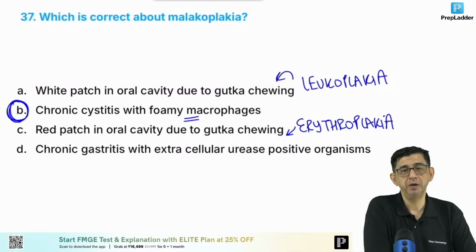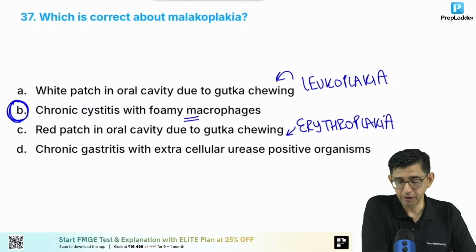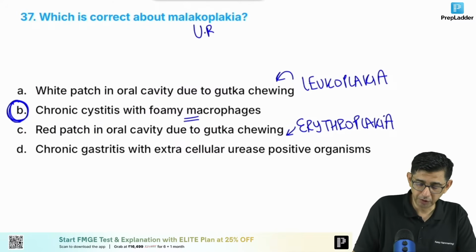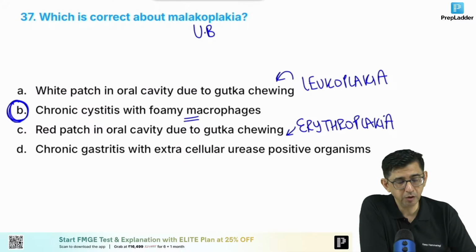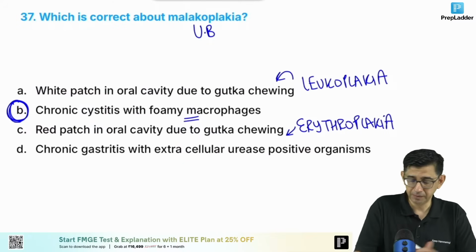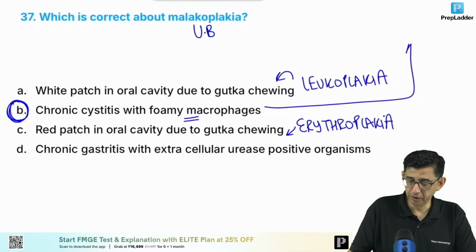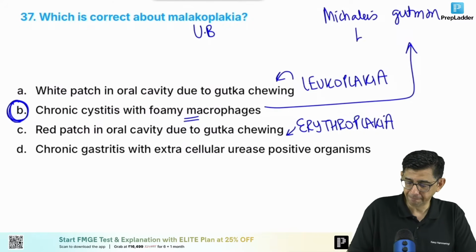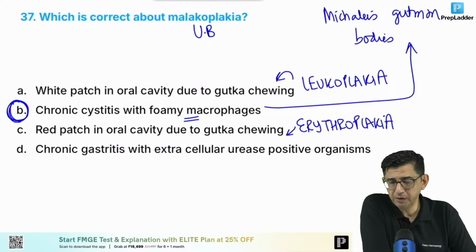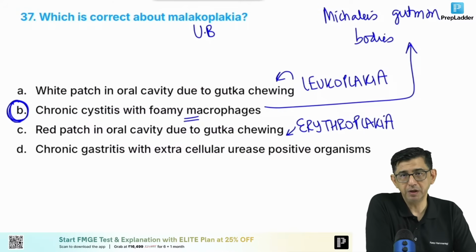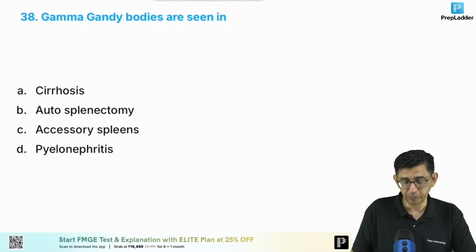The bottom line to be remembered is you have leukoplakia, erythroplakia and malakoplakia. The moment you read the word malakoplakia, what should click in your mind is urinary bladder. And what is happening in the bladder is repeated UTIs causing a chronic cystitis. So you would have macrophages, and these macrophages would be loaded with the bad guys, that is bacteria. So we read about Michaelis-Gutmann bodies that are found in malakoplakia. This question is more fact-based as compared to the previous one, where we had to go for a bit of application. I would say the previous one was application-based. This is going to be theory-based facts that have to be taken into consideration.